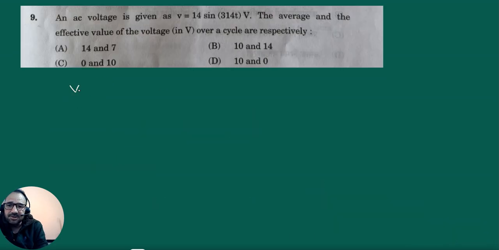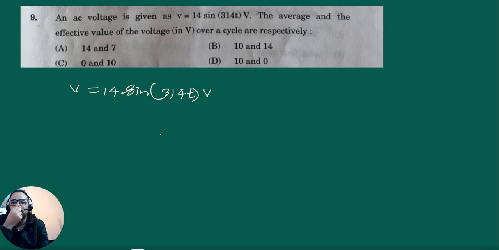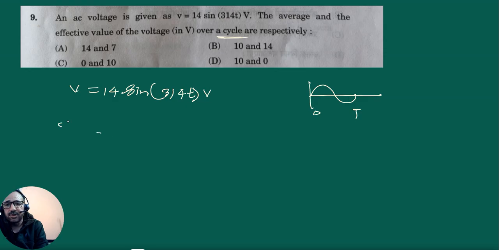An AC voltage. It is written here V is equal to 14 sine, sinusoidal voltage, 314 t volt. The average value, effective means RMS value, over a cycle, means single cycle. You know single cycle means where time varies from 0 to T. Already you know average value of voltage, which is called average EMF, that becomes 0 because over the full cycle average value is 0.